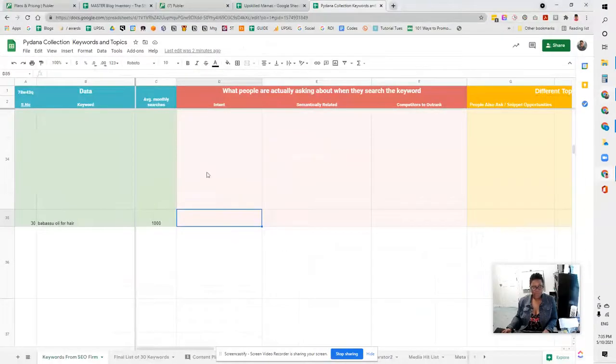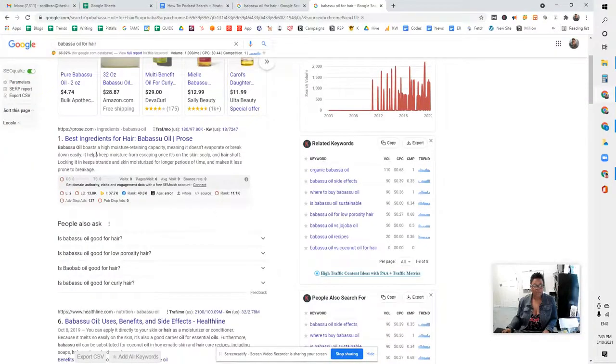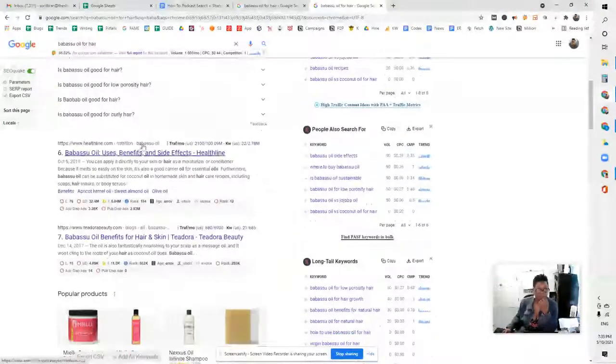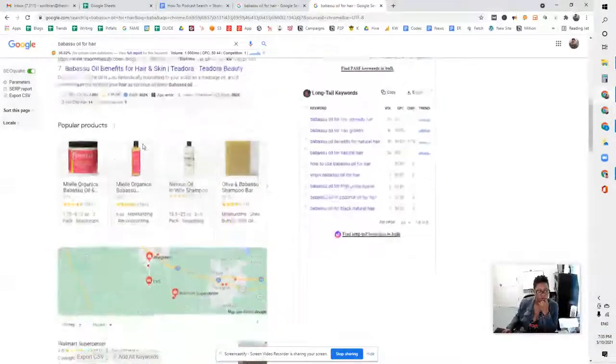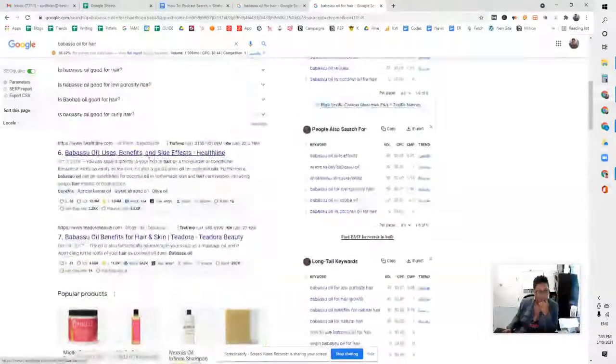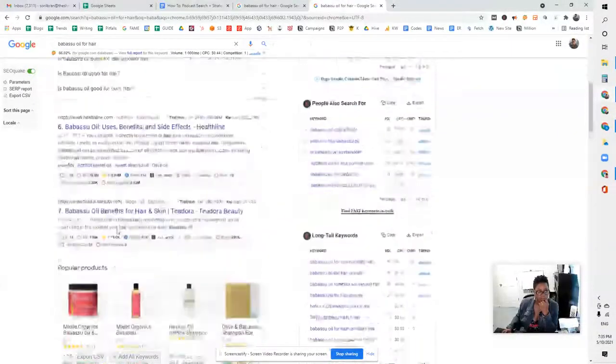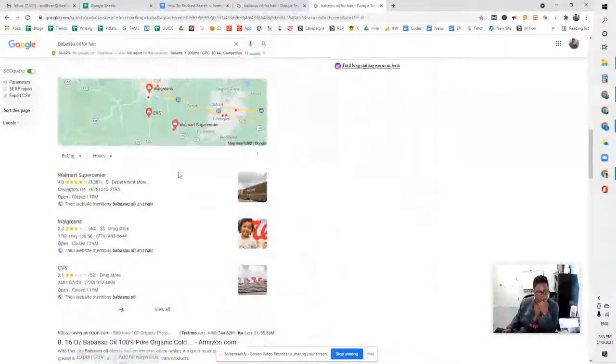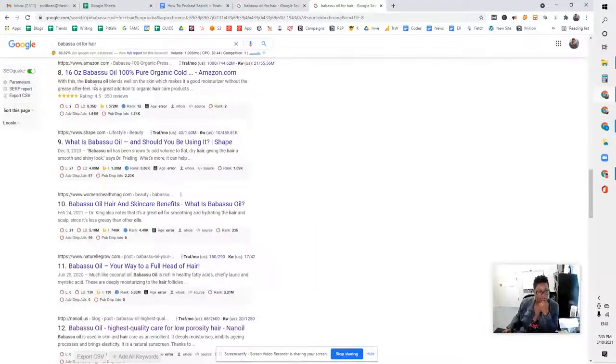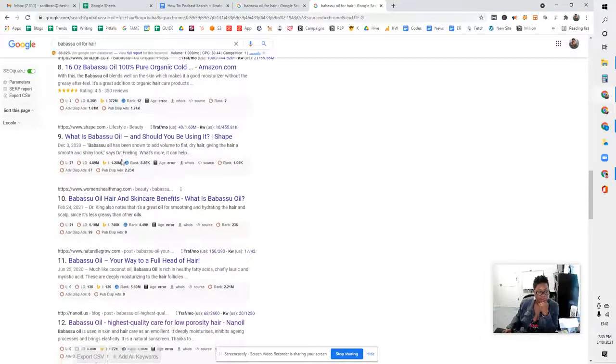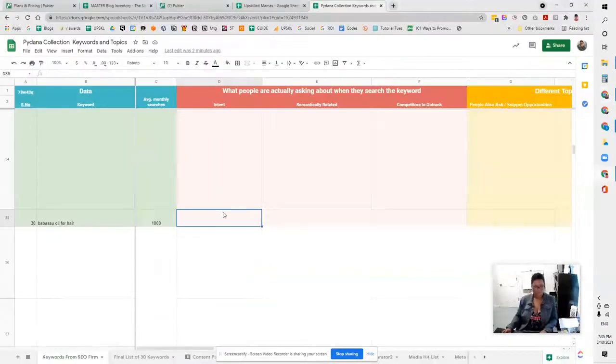So the first thing you're going to do is look at the search intent. The way to figure that out is Google will always show results based on what people want to find when they search. So you can find search intent by figuring out Babasu oil for hair. You can figure out that people are looking for benefits. When they search Babasu oil for hair, and there are 1,000 searches per month approximately for that, that's the average monthly search, they're looking for information. So I'm going to go back to my little chart and put in information and benefits, a few products.